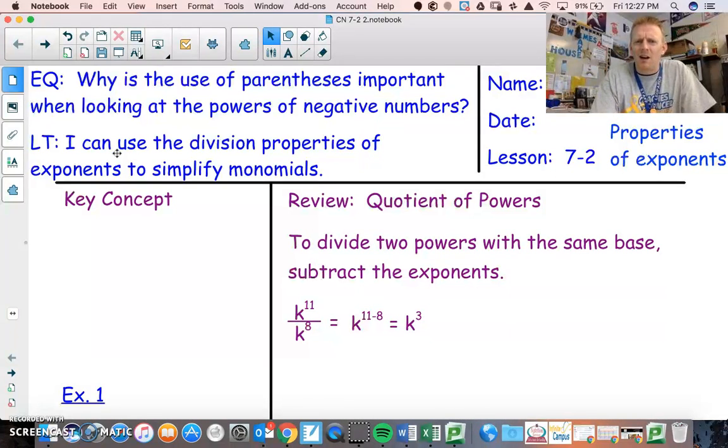Is that a word? Accomplishable goal? Yeah, I think it's a word.